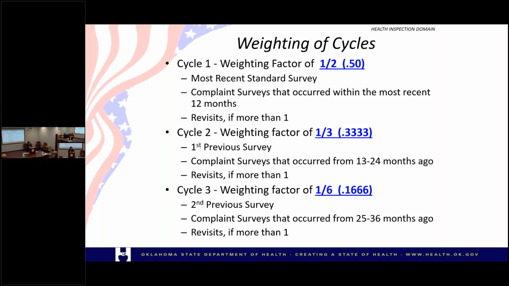And I'll explain how all this works as we go. I'm just building a foundation here for you to follow. Cycle two, which would be a year ago, which would be 2019, that's only weighted 1/3. And that is the first previous survey, like back in 2019. And then cycle three is weighted 1/6, and that would be 2 years ago, which would be 2018.